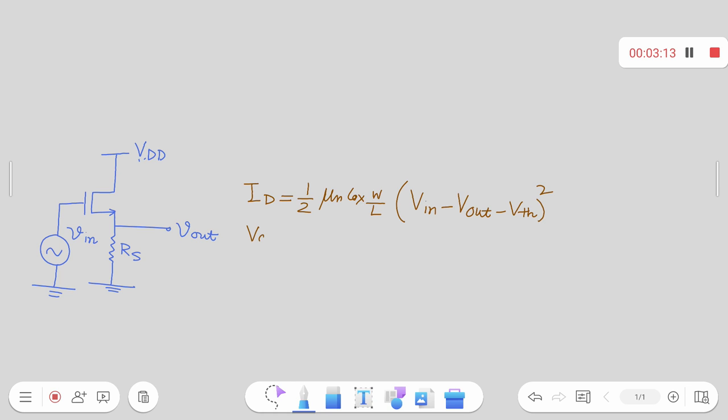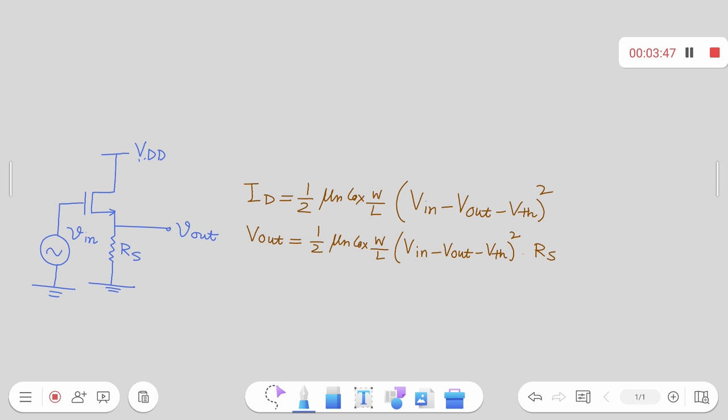So what is your Vout voltage then? This Vout is given by half mu n Cox W over L, Vin minus Vout minus VTH whole square, multiplied with RS. So Vout is equal to ID times RS: half mu n Cox W over L, Vin minus Vout minus VTH whole square, into RS.